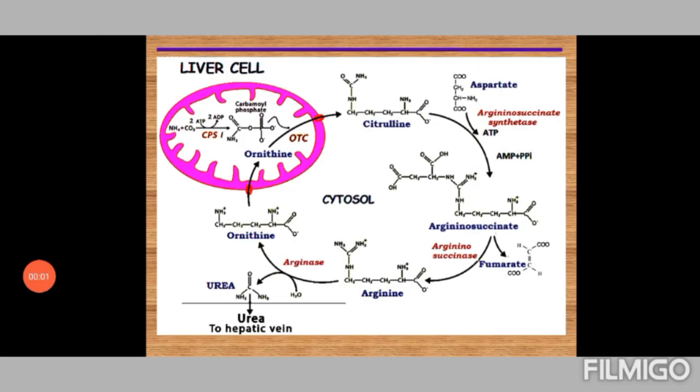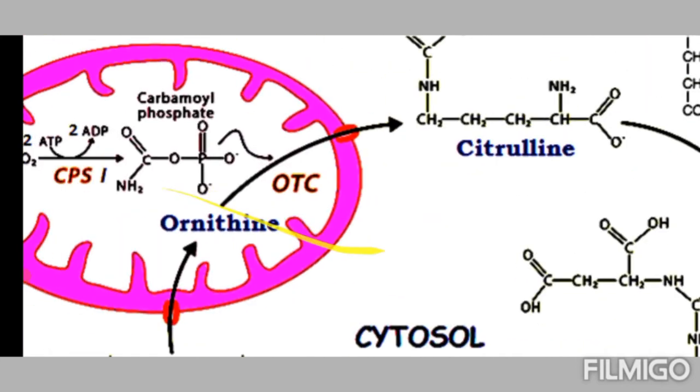Now, this is a better illustration of the process of the urea cycle. You can see the mitochondrion here, and this is the cytosolic part here, and the structures are given. In the urea cycle there are primarily 5 enzymes and 5 steps. The 5 enzymes involved are CPS1, that is carbamoyl phosphate synthetase 1, then OTC, ornithine transcarbamylase, argininosuccinate synthetase, argininosuccinase, and finally arginase. These are the 5 enzymes actively involved in the urea cycle.